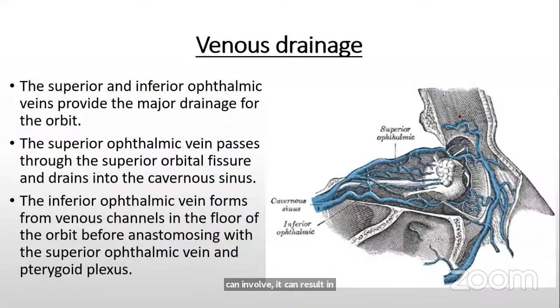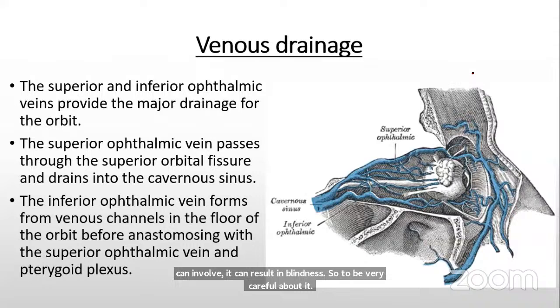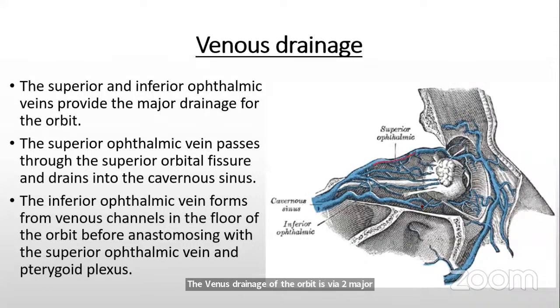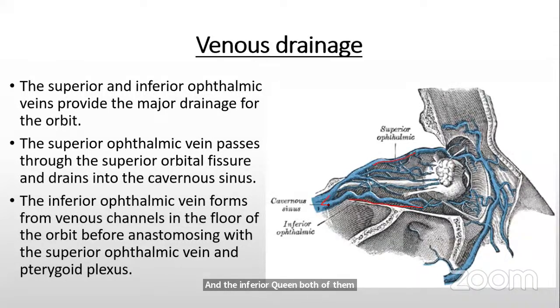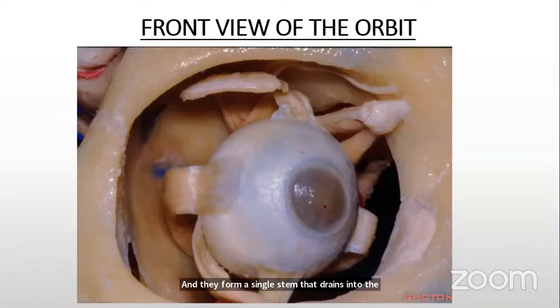The venous drainage of the orbit is via two major veins, the superior ophthalmic vein and the inferior ophthalmic vein. Both of them mostly join, and they form a single stem that drains into the cavernous sinus, but sometimes they can drain separately as well.